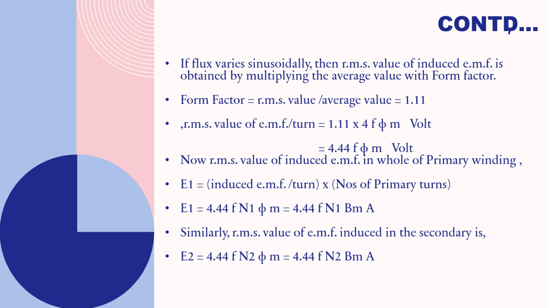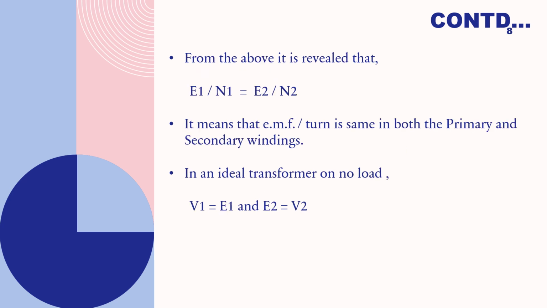Similarly, RMS value of the EMF induced in the secondary circuit is E2 is equal to 4.44F N2 phi m, which is equal to 4.44F N2 BmA. From the above, it is revealed that E1 by N1 is equal to E2 by N2. It means that the EMF per turn is the same in both the primary and secondary winding. In an ideal transformer on no load, V1 is equal to E1 and E2 is equal to V2.